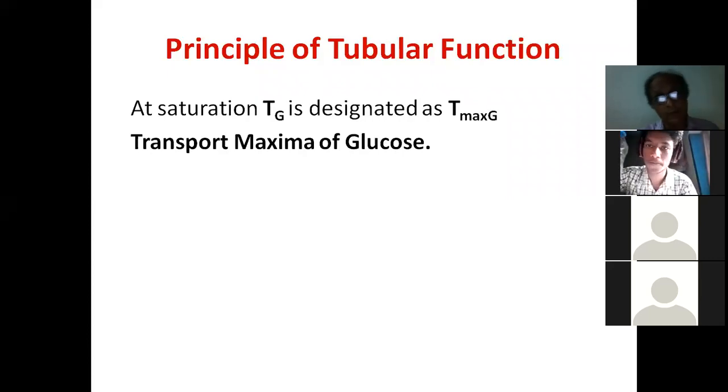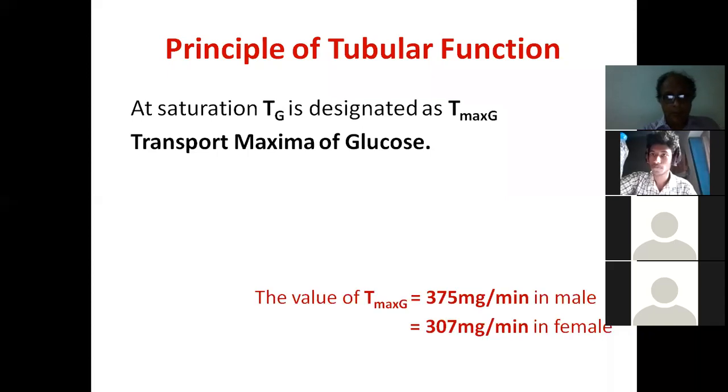So when glucose concentration is increasing in the plasma, leading to increased filtered load of glucose, leading to increased transport of glucose, increased reabsorption of glucose from the tubular lumen, a point will be reached when it will achieve T max G, and then the extra amount of glucose will not be reabsorbed and it will be excreted by the kidney. The value of T max G has been determined experimentally. It is found to be around 375 milligram per minute, because it is a transport rate, in case of male, and around 307 milligram per minute in case of female. So this is the value of T max G.